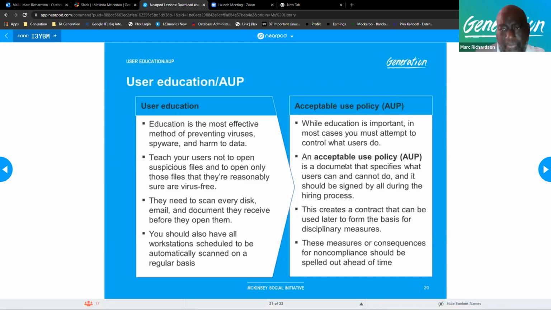Education is important. In most cases, you must also attempt to control what users do. An acceptable use policy is a document that specifies what users can and cannot do. It should be signed by all users during the hiring process. This creates a contract that can be used later to form the basis for disciplinary measures. These measures or consequences for non-compliance should be spelled out ahead of time.